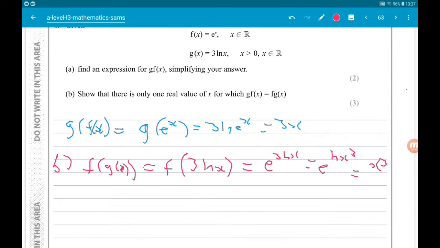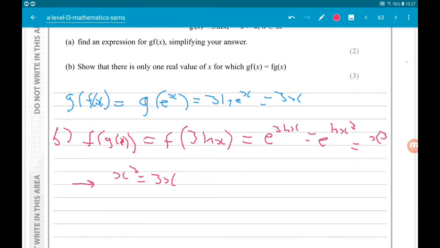Now then, we wanted to show there is only one solution to gf equals fg. So, if we now set x cubed equals 3x, now here it might be tempting to divide through by x. Don't do that though, because you will lose a solution. So, if we subtract 3x, we get x cubed minus 3x is equal to 0.